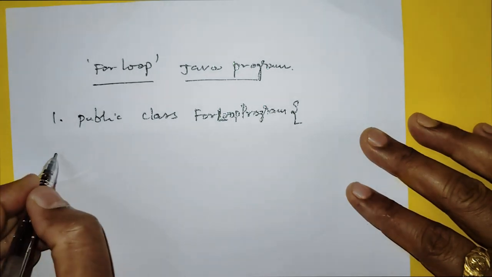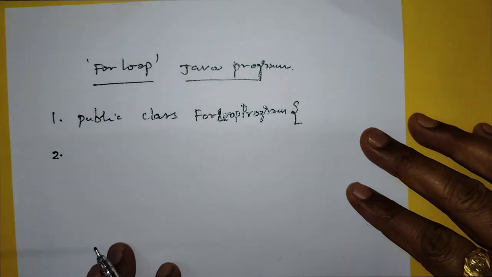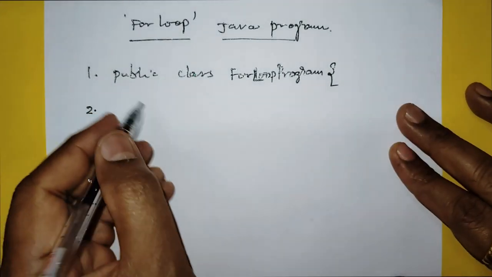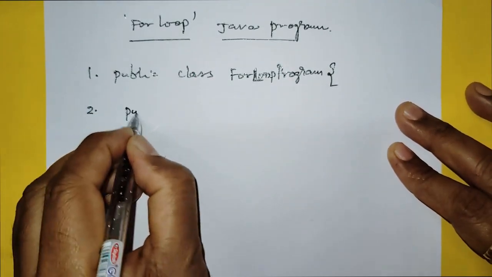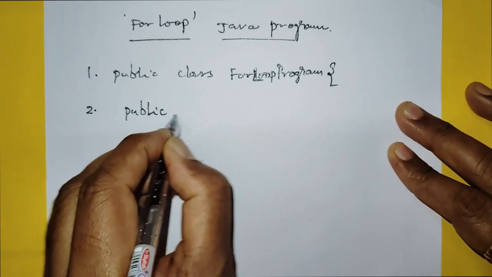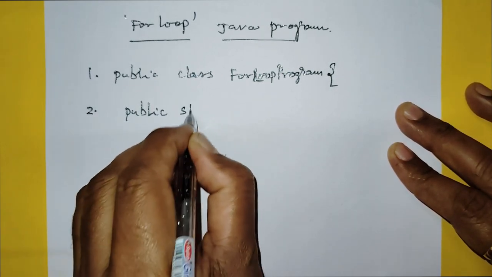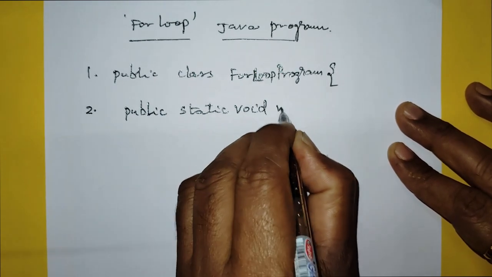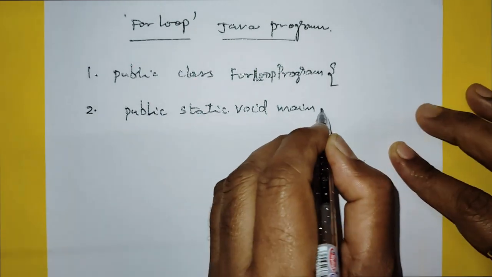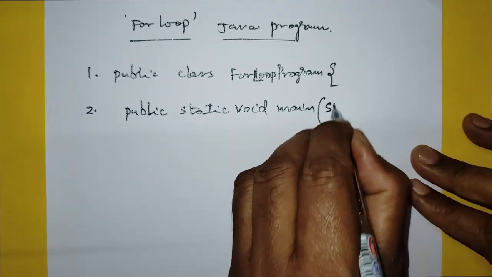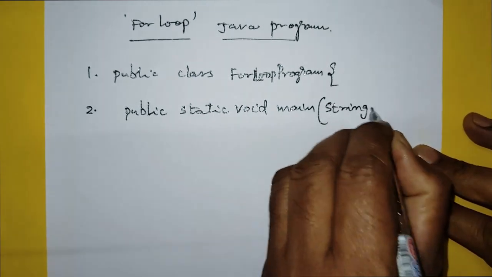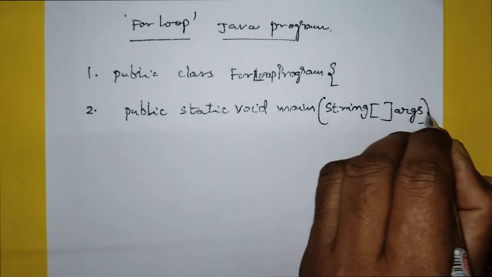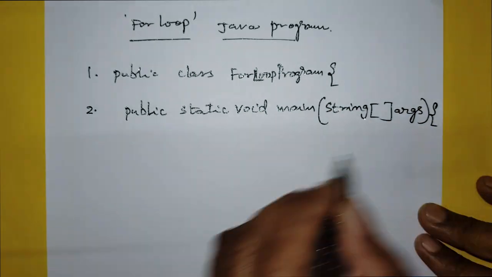Second step, what is the second step? It is the main method syntax. What is the main method syntax here? That is public static void main, String args, and the curly brace begins.